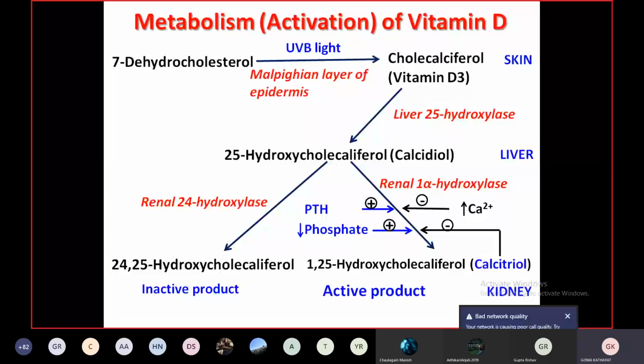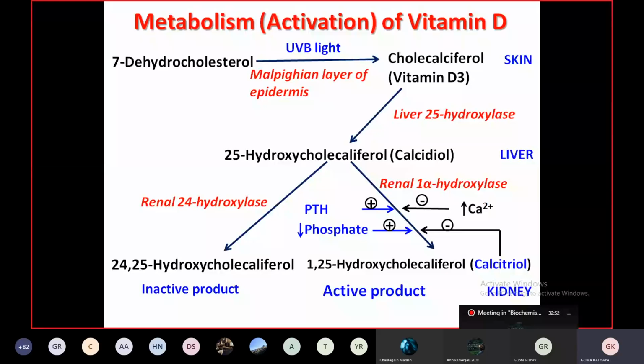So first it undergoes 25 hydroxylation. That means in the 25 position, there is addition of a hydroxyl group, and it leads to the formation of 25 hydroxycholecalciferol, which is also known as calcidiol. Why is it known as calcidiol? Because it already has a hydroxyl group in carbon number 3. Now another hydroxyl group is added in carbon number 25, and this reaction takes place in the liver.